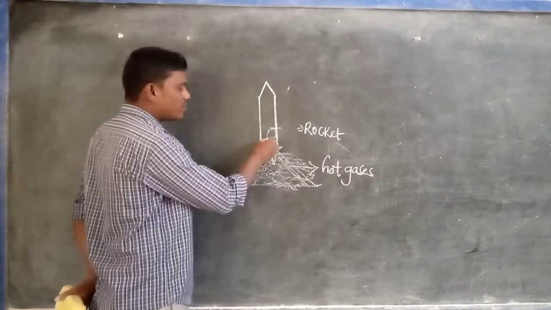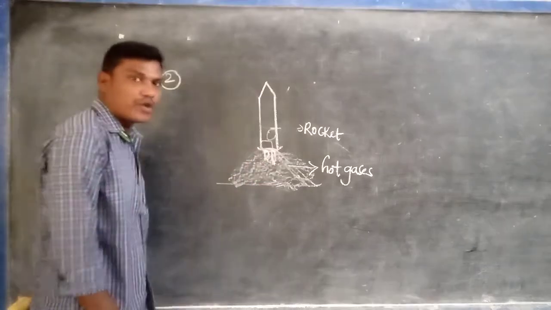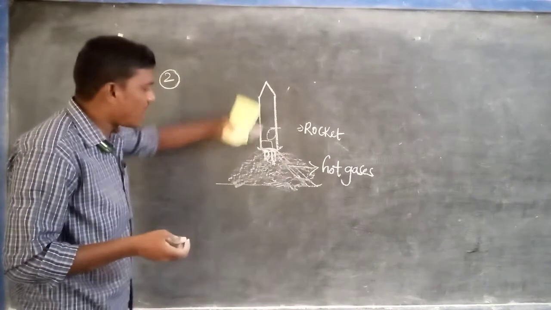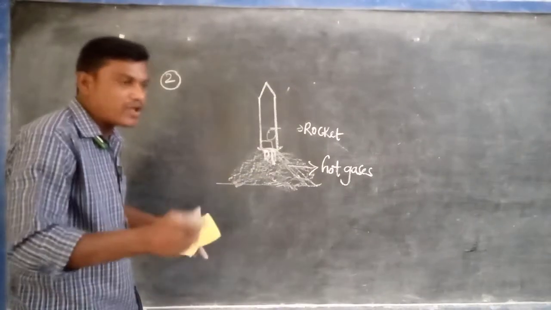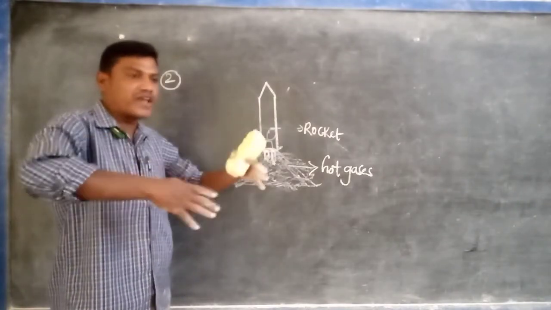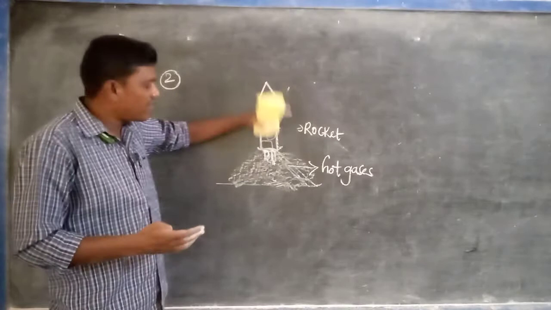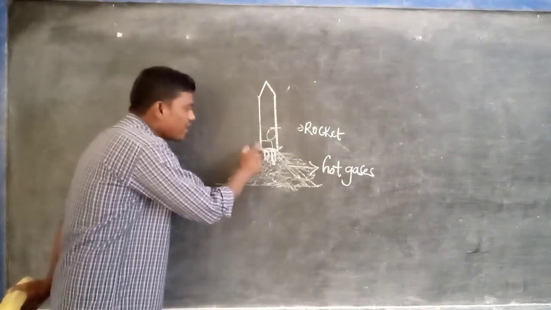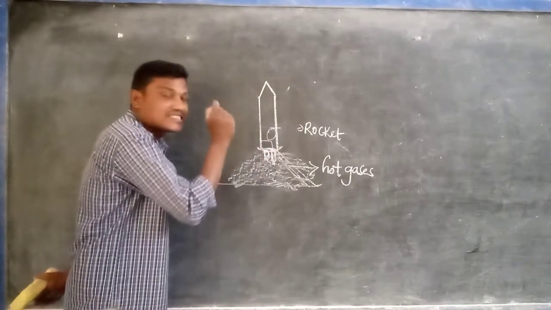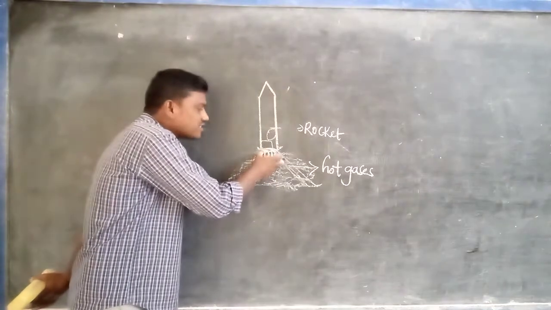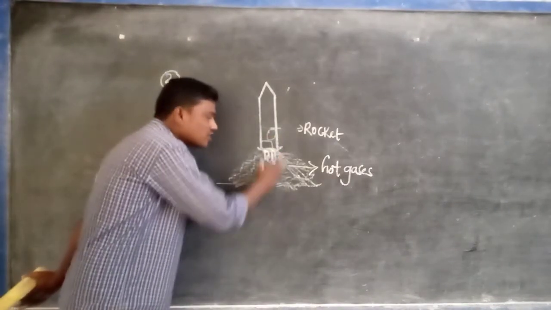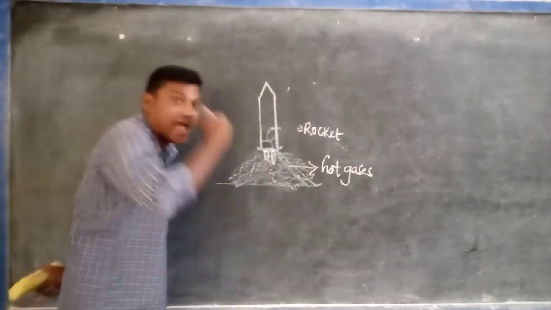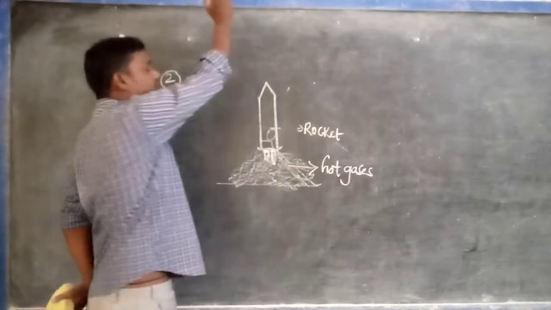So what will happen during the motion of the rocket? We are observing that a huge amount of hot gases comes downward. Is it correct or not? That's why we are observing white smoke and fire. When a rocket moves vertically upward, a huge amount of hot gases are released from the bottom of the nozzle of the rocket. So the hot gases come downward. That is the action, and for this action the rocket moves upward.